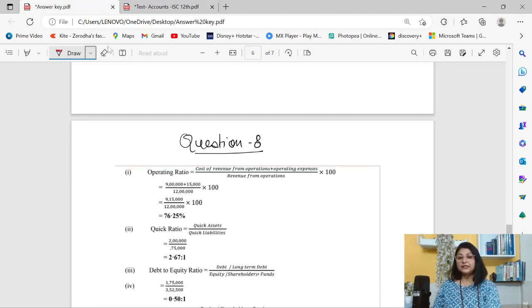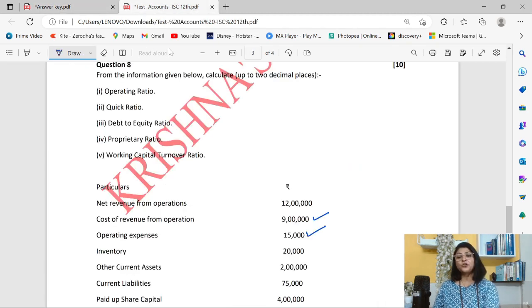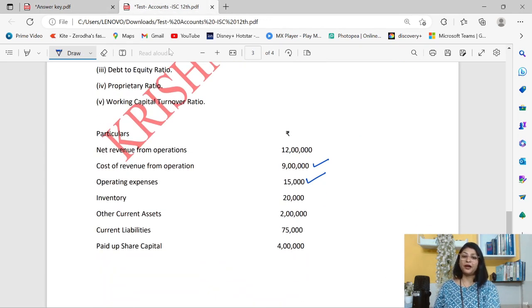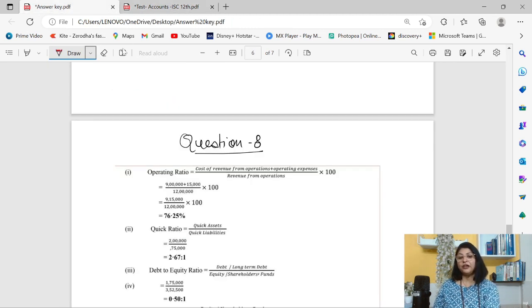And see the answer, what is written? Operating cost 9 lakh plus 15,000, and it is divided by revenue from operation. So your answer was 76.25%. Next was quick ratio. What is the formula of finding out quick ratio? That is quick asset divided by current liability. Here inventory was given separately and other current assets. So this will be considered as quick asset, and you have been given current liability. So 2 lakh divided by 75,000, this was the quick ratio, which is 2.67 times.